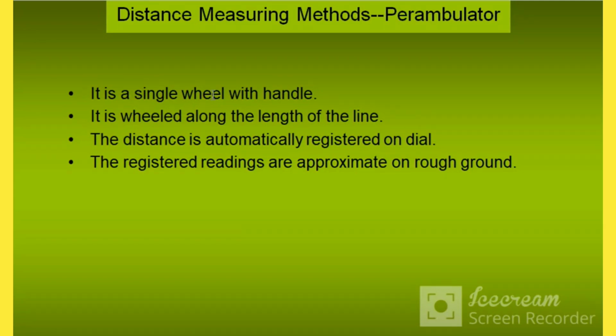It is a single wheel with handle. It is wheeled along the length of the line. The distance is actually automatically registered on dial. The registered readings are approximate on a rough ground.